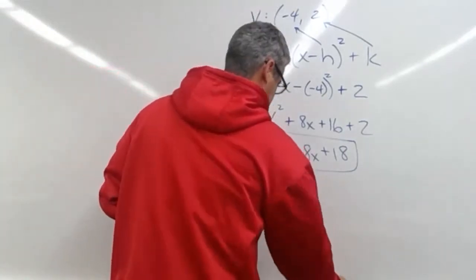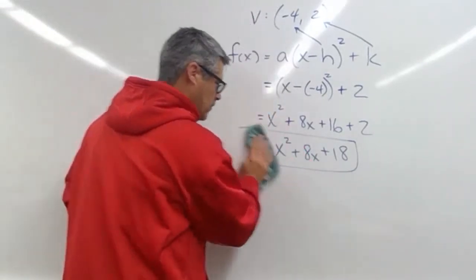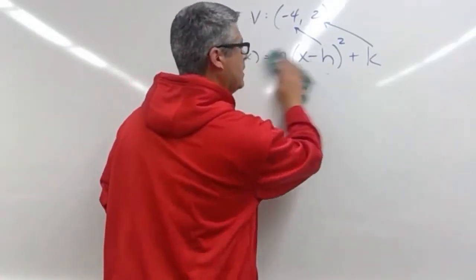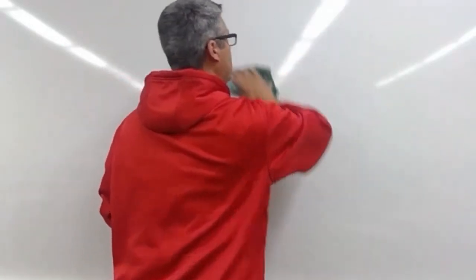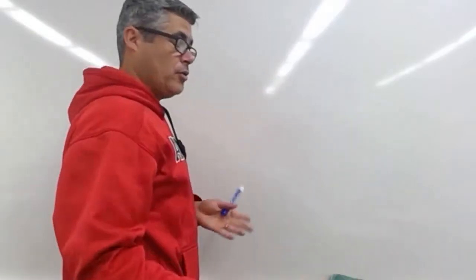Okay, so that is the quadratic function that has a vertex of -4, 2. Okay, so that's how you do that first problem. Feel free to pause these, rewind. That's the nice thing about this video format, is that you can go back and look at it at different times.